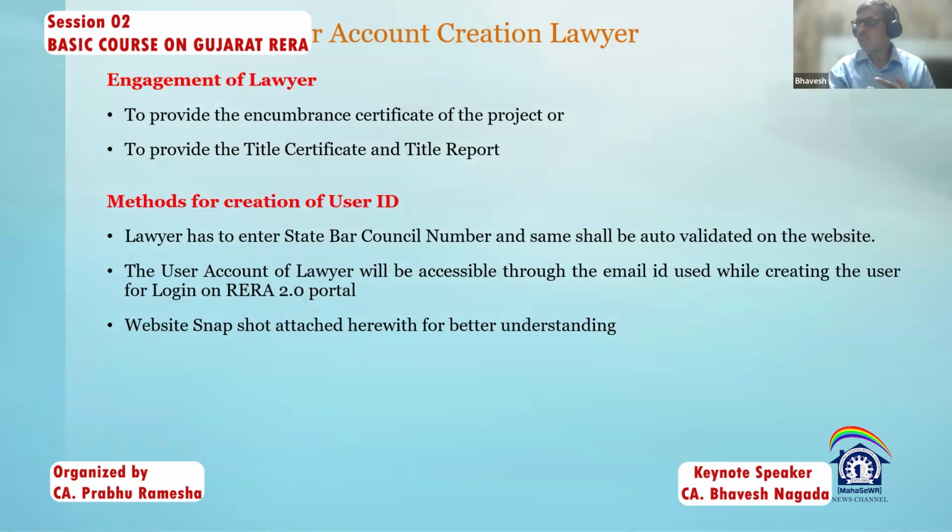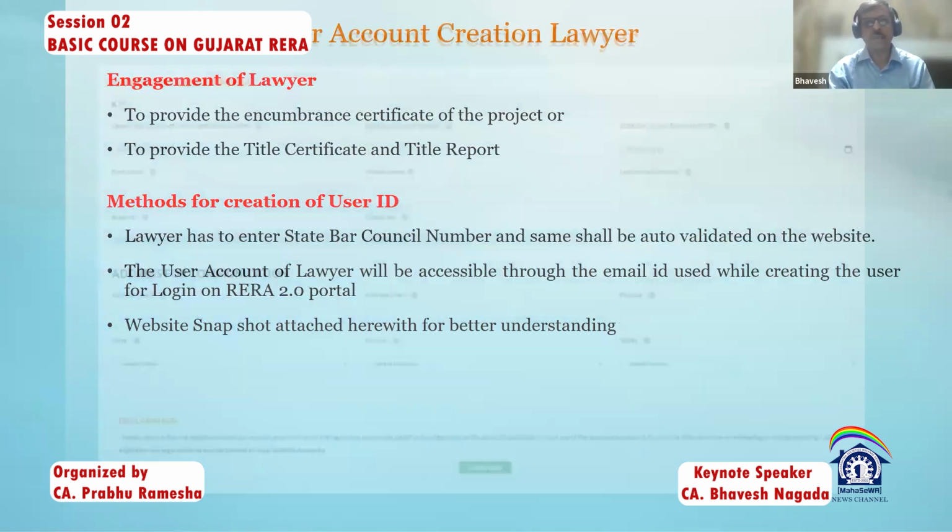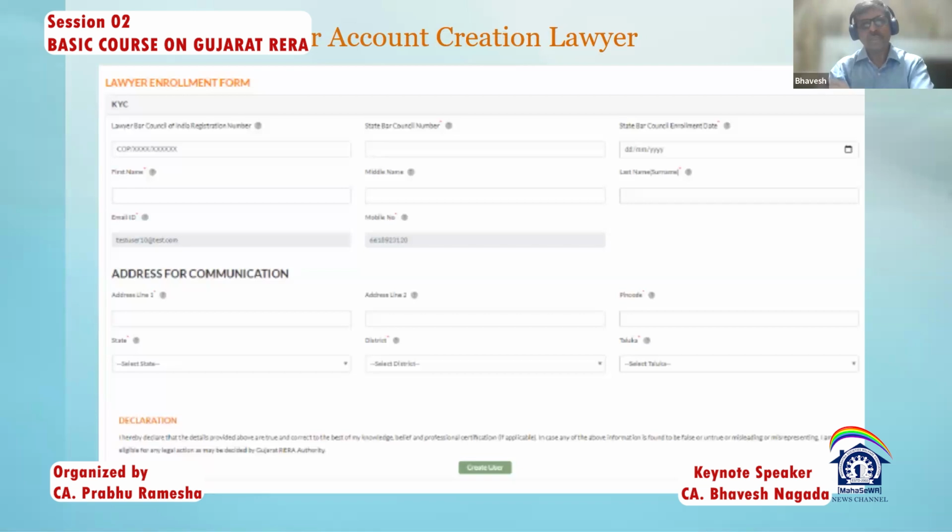Now, similarly, lawyers are also supposed to first register before they give any certificates. There are two things which the lawyers need to give. One is the encumbrance certificate for the property. Second is the title report of the property. For both of these, for registration purposes, the lawyer has to enter the State Bar Council number. The moment the lawyer enters the State Bar Council number, the information is validated with the authority from the State Bar Council's records, and accordingly, the lawyer user ID is created. Again, the snapshot of the KYC is given here.